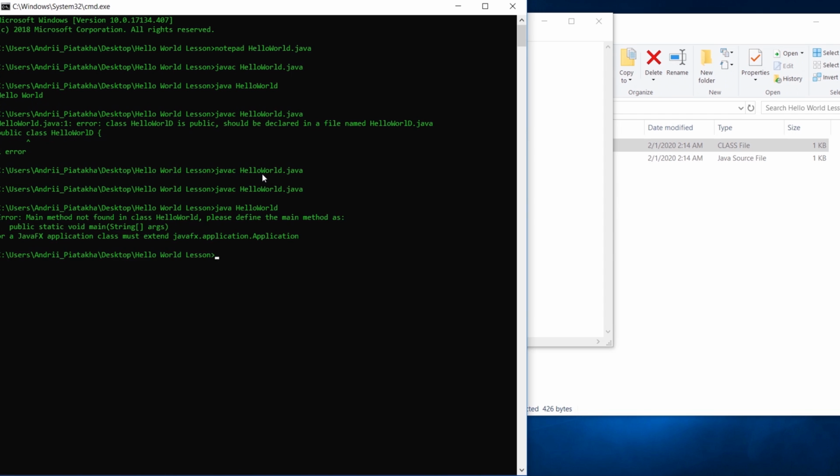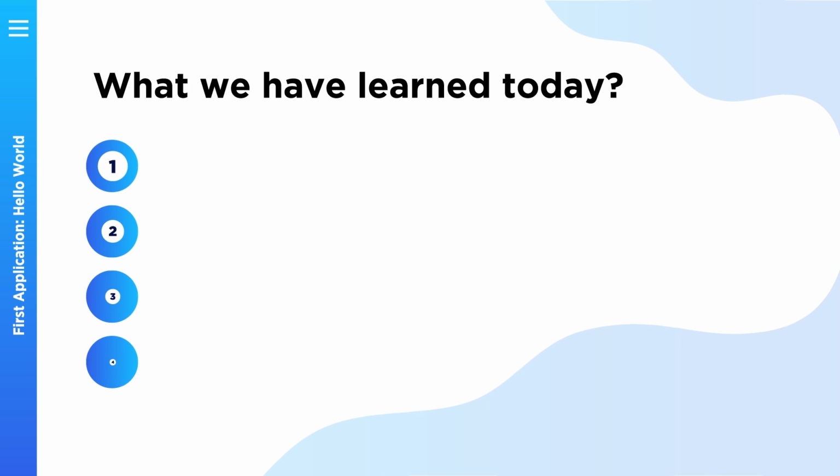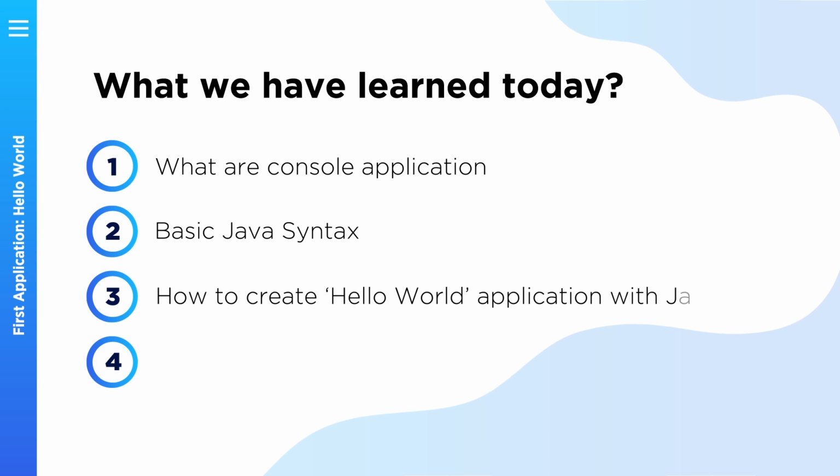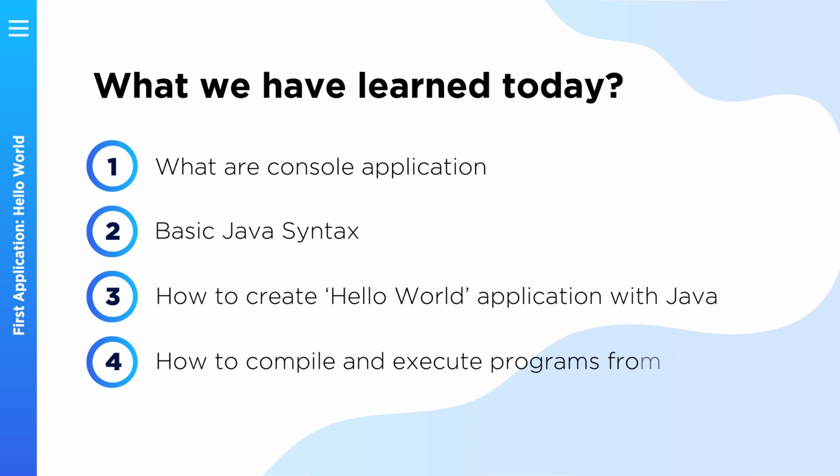Let's run it again. And here we have a runtime exception. What does it mean? Code is compiled, but an error happened during the program execution. JVM tried to find the main method, but couldn't. Hope this information will help you to troubleshoot issues in case you have any. Let's recap one more time what we have learned today. Now you know what console applications are. You understand basic Java syntax, you learned how to create a HelloWorld application in Java. Also you saw what compilation errors and runtime errors are. You can compile and execute your programs from the console.